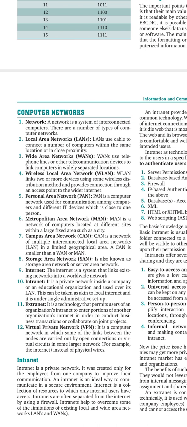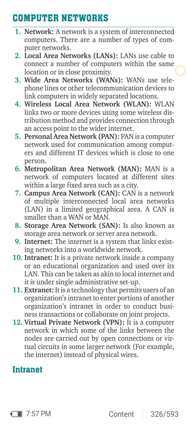A network is a system of interconnected computers. There are a number of types of computer networks. Local area networks, LANs, use cable to connect a number of computers within the same location or in close proximity. And wide area networks, WANs. WANs use telephone lines or other telecommunication devices to link computers in widely separated locations.